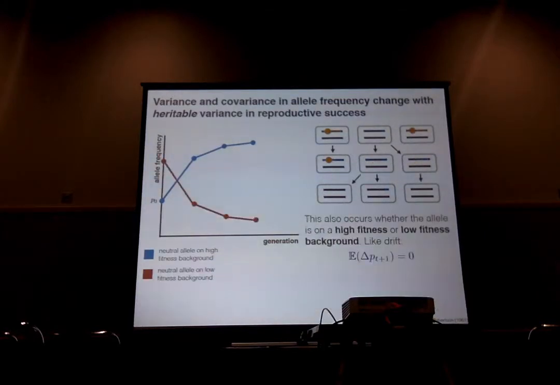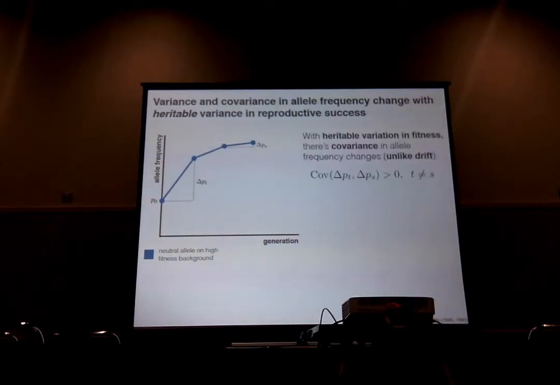It's interesting to note that had this neutral allele been on a disadvantageous background, we would see a similar pattern. And because a neutral allele is no more likely to be found on a beneficial background or a disadvantageous background, like drift, the expected value of allele frequency change is zero. But unlike drift, this variance is greater than what we'd expect. However, more importantly, there's a covariance between allele frequency changes across two generations.